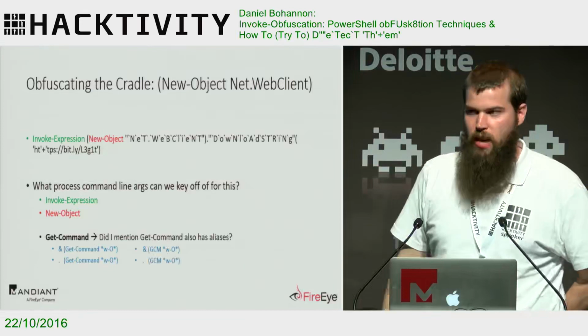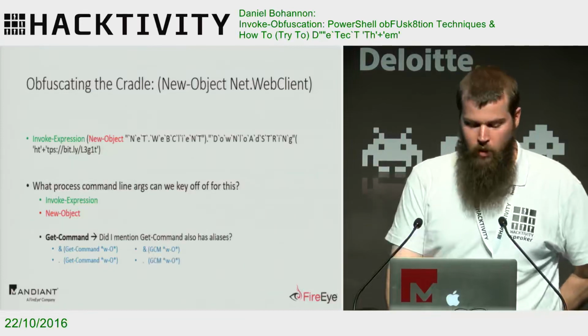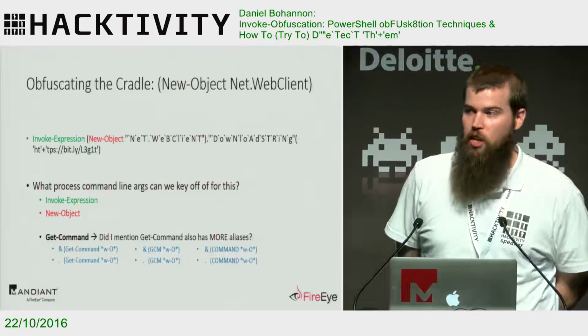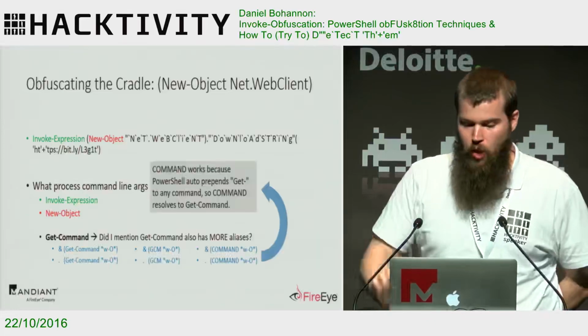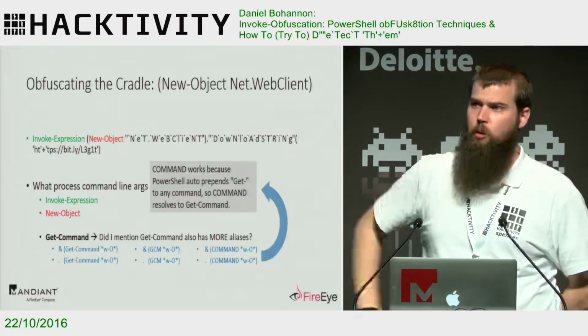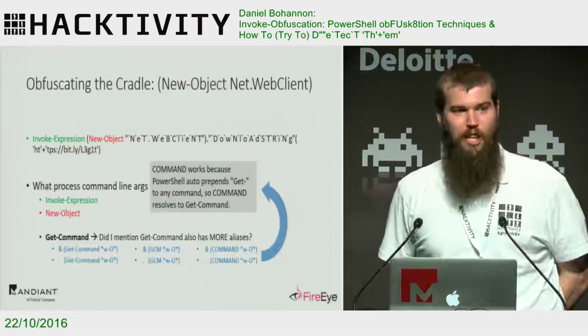In addition, get command has an alias of GCM. It also has an alias of command. This is not documented. Why does command work? Well, PowerShell will automatically prepend a get dash to whatever you type to say, hey, is this an alias? There's an order of operations that it goes through. So now command actually resolves to get command.